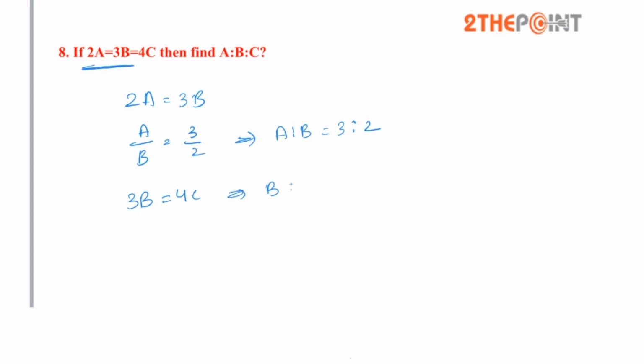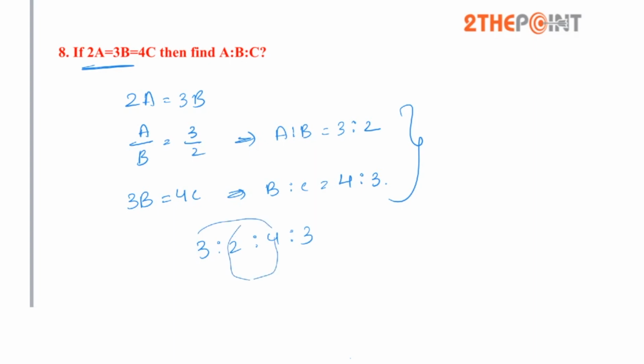If 2A is equal to 3B is equal to 4C, then find A is to B is to C. First take the two terms, 2A is equal to 3B, and find A by B, which is equal to 3 by 2, which can be written as A is to B is equal to 3 is to 2. And next take 3B is equal to 4C, which can be written as B is to C is equal to 4 is to 3. And now consider this as 3 is to 2 and 4 is to 3.